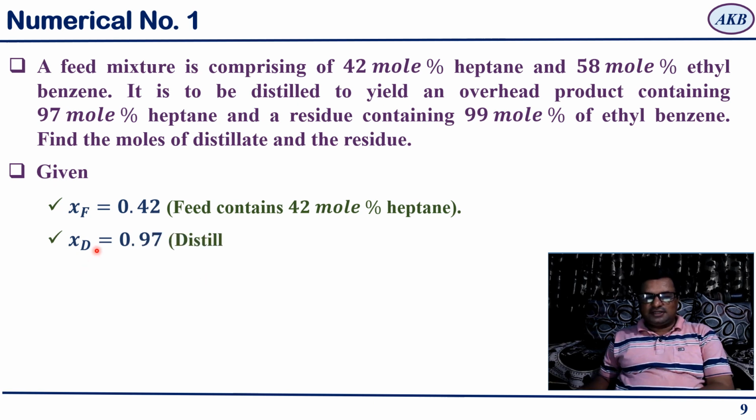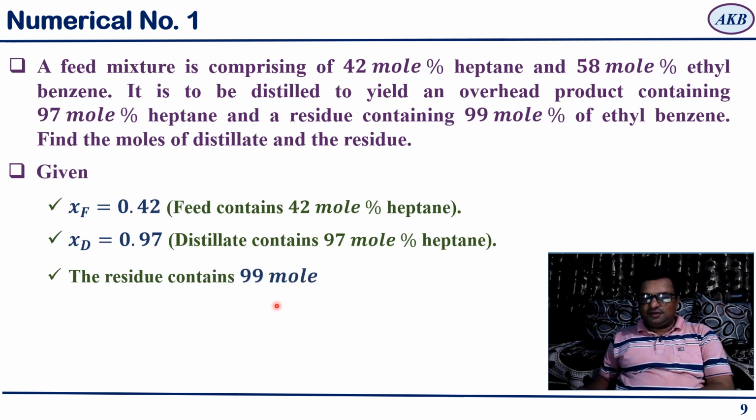Then the other thing that is given is XD. The distillate is going to contain 97 mole percent of heptane. So accordingly, XD will be 0.97. 97 mole percent simply divided by 100, and we get this. XD is equal to 0.97.